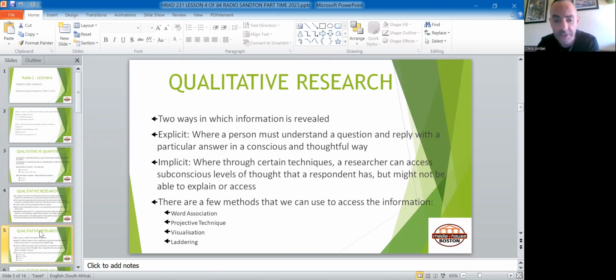Okay. Qualitative is about two ways in which information is revealed: explicit, where a person must understand a question and reply with a particular answer in a conscious and thoughtful way; implicit, where through certain techniques a researcher can access subconscious levels. Again, as I'm saying, you ask a little bit more, understand more, and there are so many reasons.